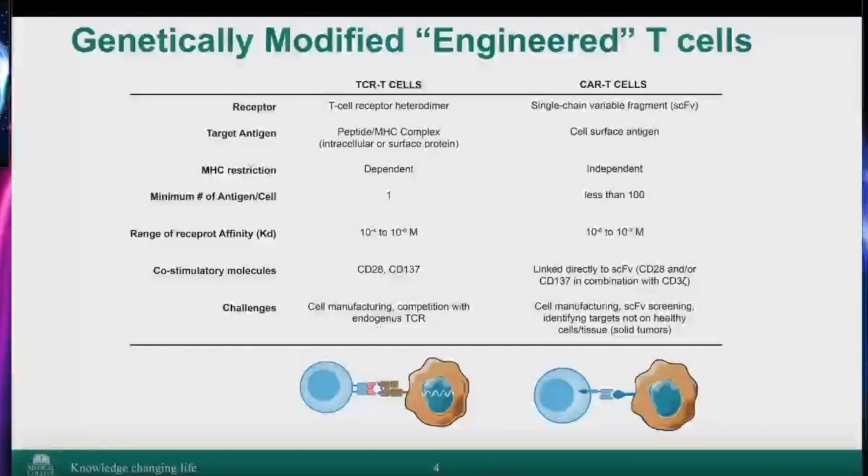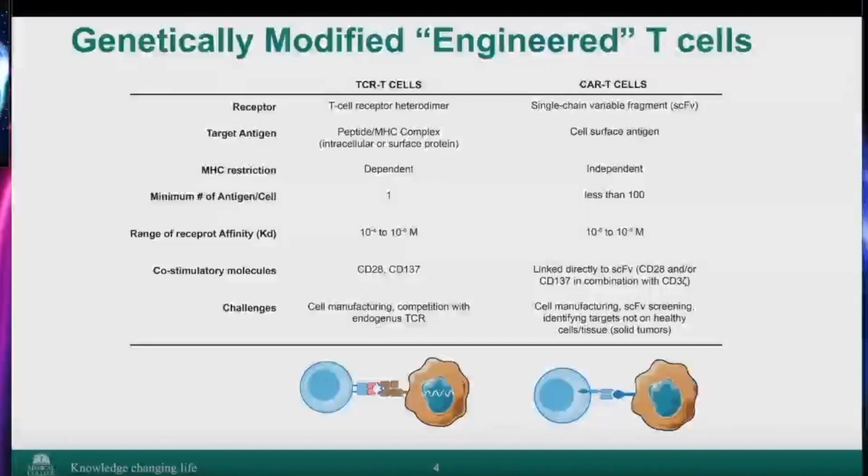In terms of the number of antigens that have been shown to be able to induce these different engineered T cells, typically you have sufficient engagement with one antigen by a TCR T cell to induce a response, and CAR T cells typically take less than 100.